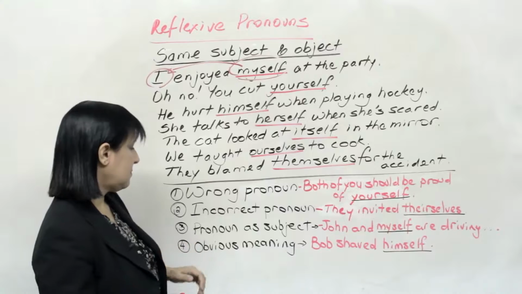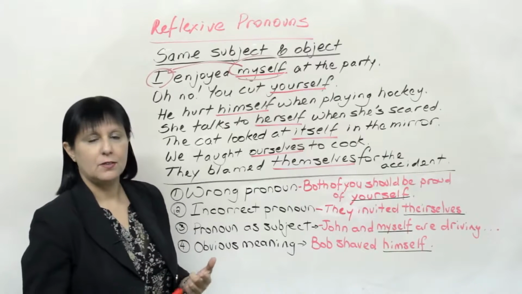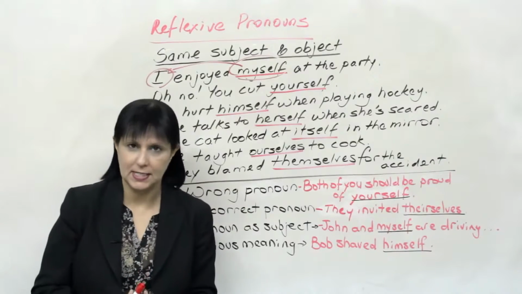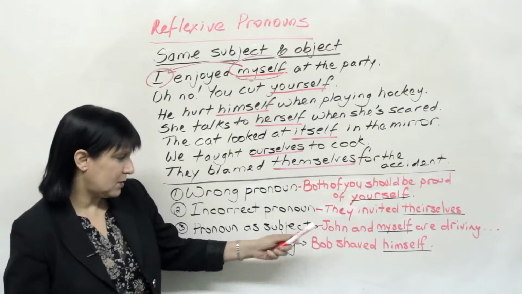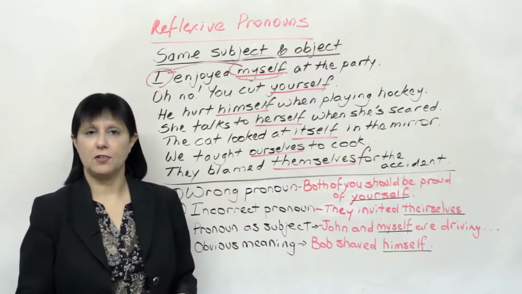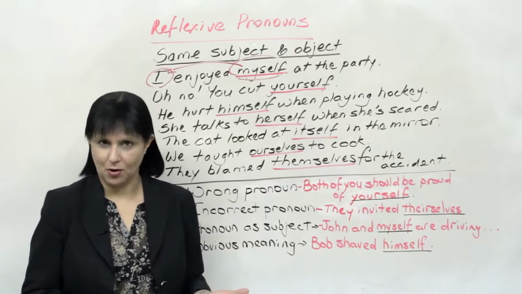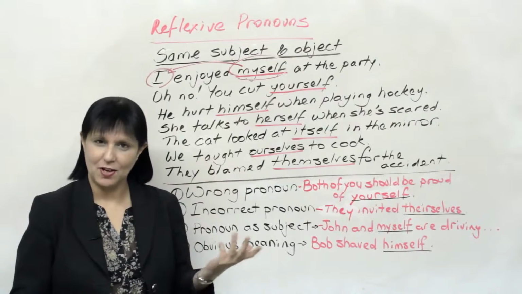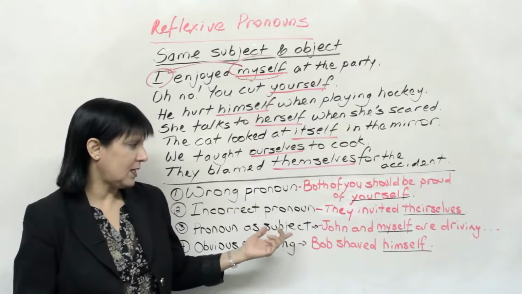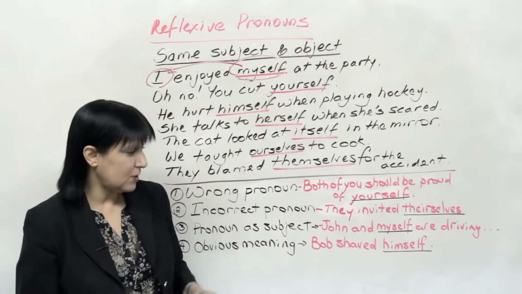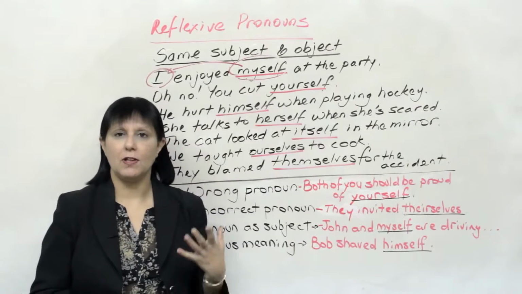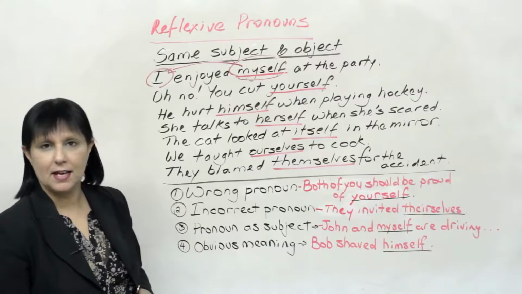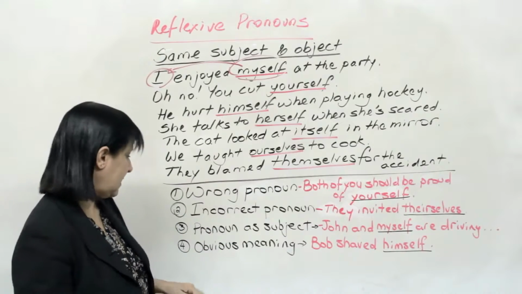Okay? Sometimes the reflexive pronoun is used incorrectly as the subject of a sentence. For example, John and myself are driving. That's completely wrong. It should be John and I are driving. Alright? We cannot use myself at all as the subject of the sentence. Okay? So if anybody does that, that would be a mistake.